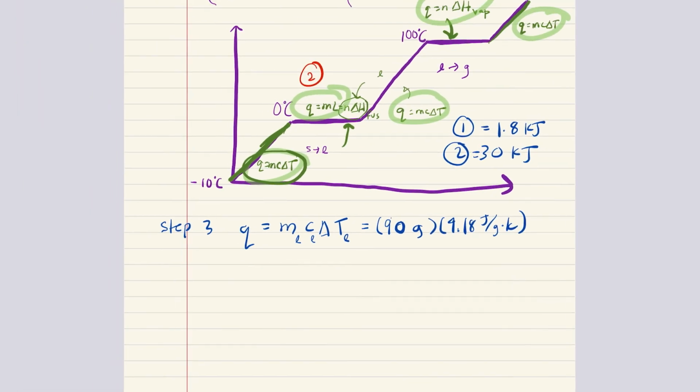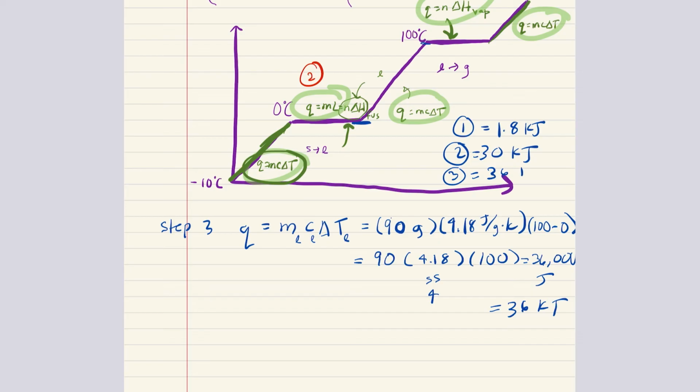And then here, what's our final minus our initial? Our final is 100 degrees Celsius because that is where we reach our vaporization phase change. And our starting temperature is right here, 0 degrees Celsius. So 100 minus 0 is just 100. So the math that we're working with is 90 times 4.18 times 100. And we're going to go ahead and round this to about 4. So now we have 90 times 4, that's 360, multiplied by 100, that's 36,000 joules, which is equal to 36 kilojoules. So for step 3, we calculate 36 kilojoules.